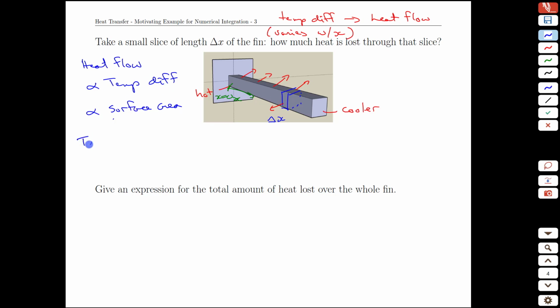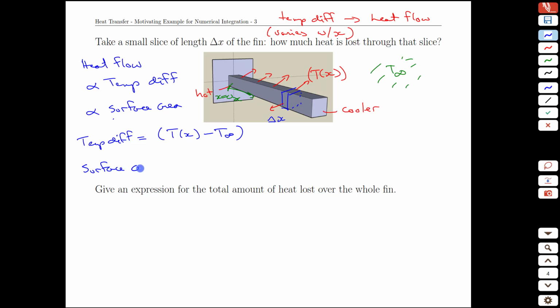So let's talk about the temperature difference. If we talk about the temperature on this element, and noting that the temperature changes as we go from the base to the tip, we would define maybe the temperature on that slice as T of x. And we would contrast that with the temperature in the environment, T infinity. So the temperature difference we're talking about is the difference between the temperature on this slice and the temperature of the environment, T infinity.